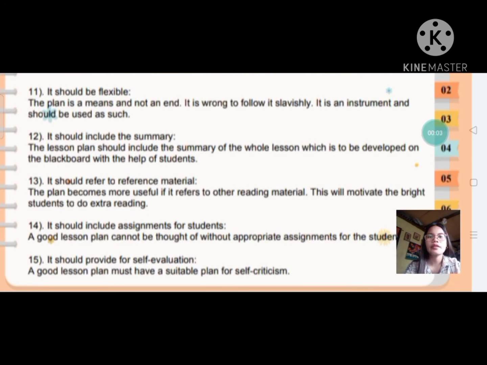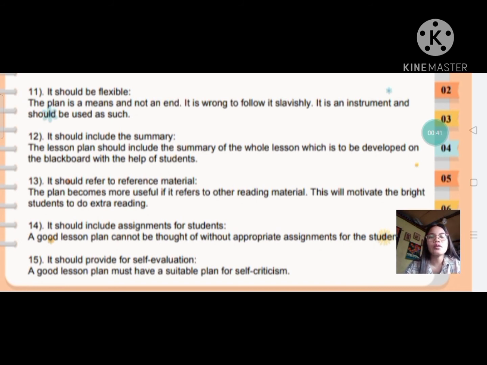Number 11, it should be flexible. The plan is a means and not an end. It is wrong to follow it slavishly. It is an instrument and should be used as such. The plan should be capable of bending easily without breaking. It should show originality of the plan. Originality should be there. The teacher should be prepared to change his or her teaching methods from those referred to in the plan.